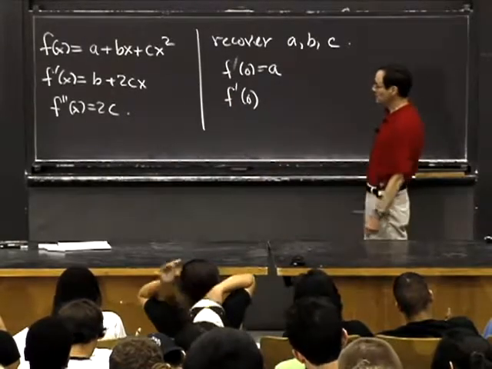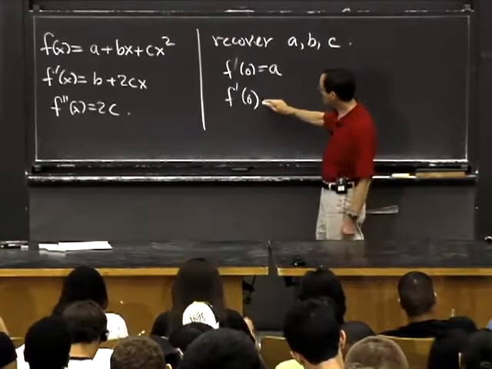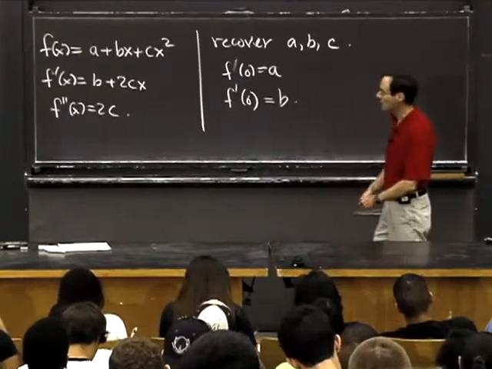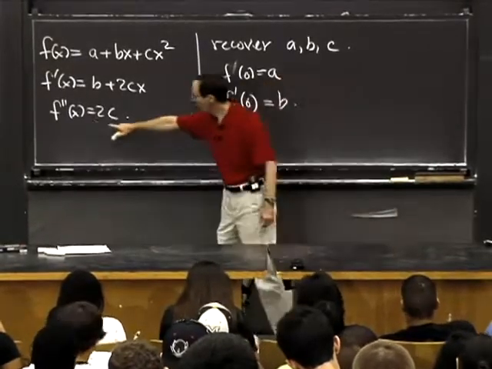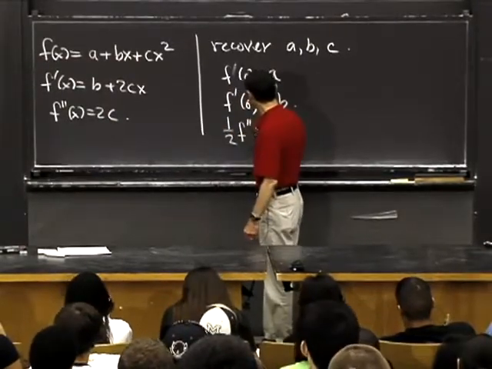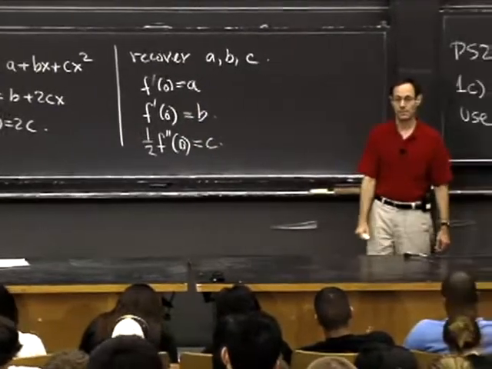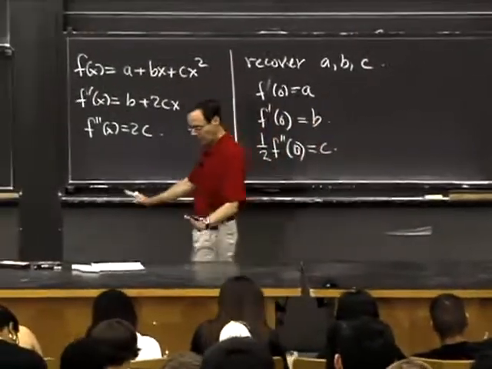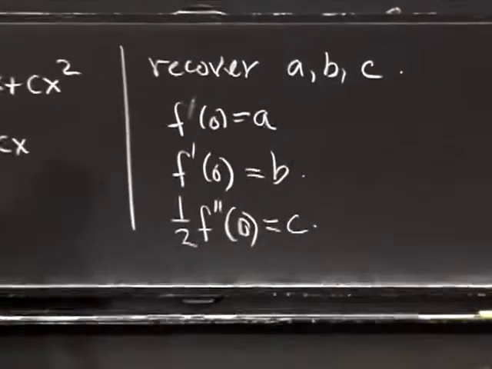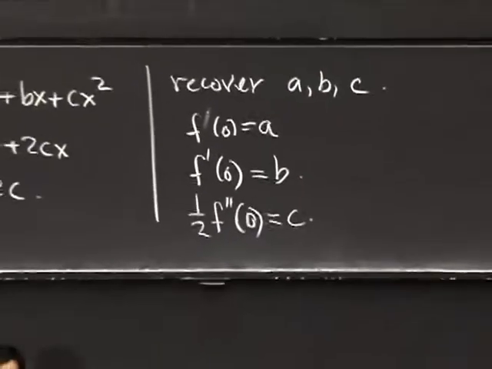All right, now f prime of 0, that's this next formula here. I plug in 0 here, and I get b. That's also good, and that's exactly what the linear approximation is supposed to be. But now you notice f double prime is 2c. So to recover c, I'd better take half of it. And that's it. That's the reason. There's no chance that any other formula could work, and this one does. All right, so that's the explanation for the formula.